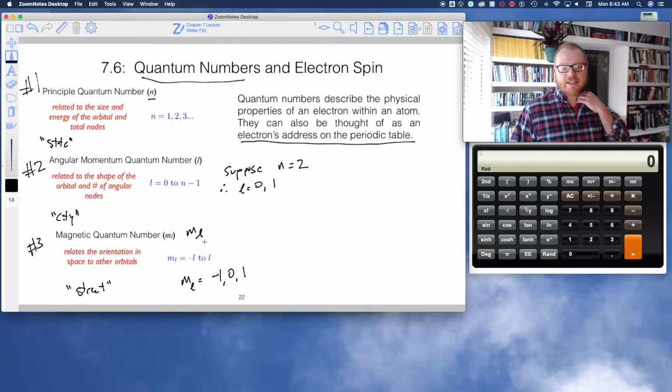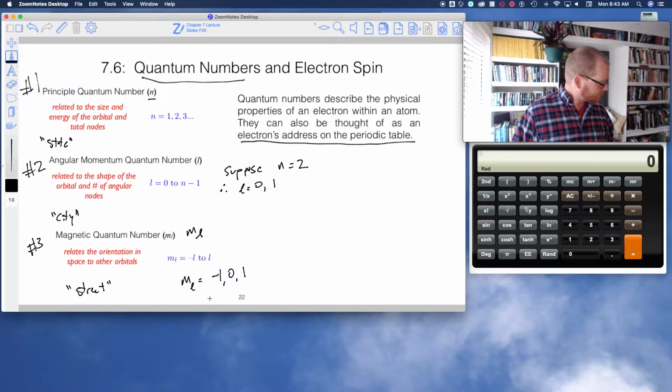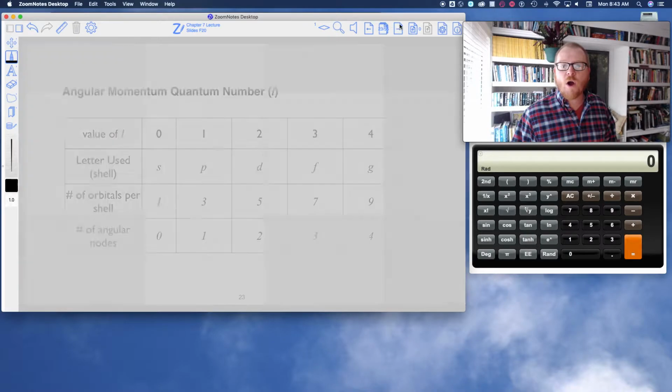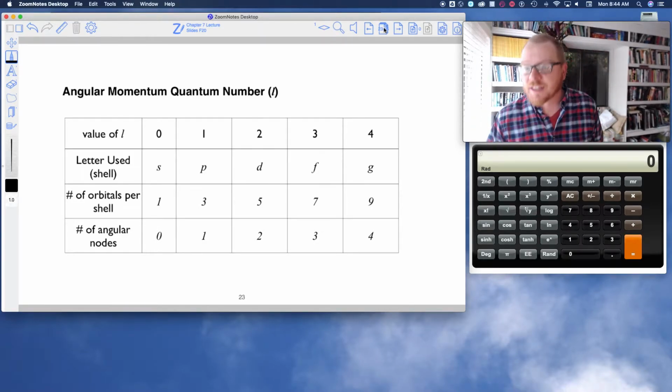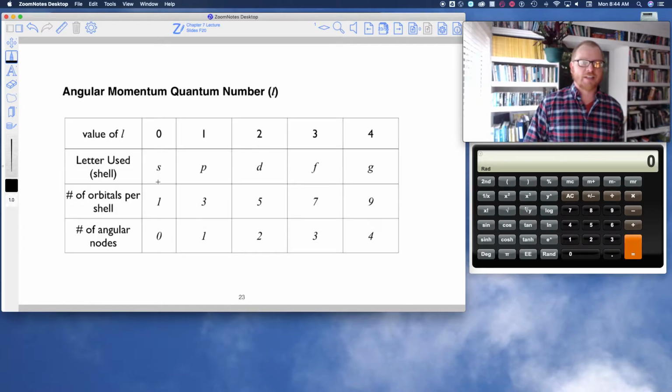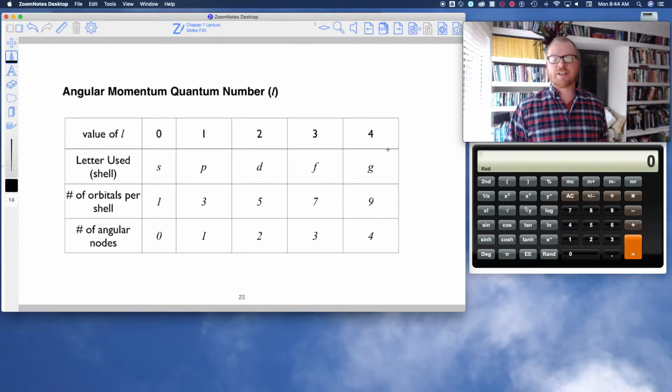So we can use numbers for L, but more commonly we use letters. So that's where this is at right here, okay? Here you can see our values of L: 0, 1, 2, 3, 4.